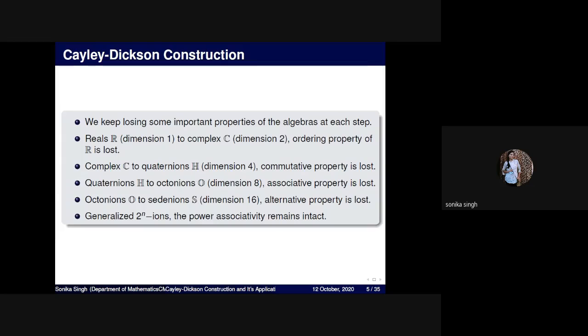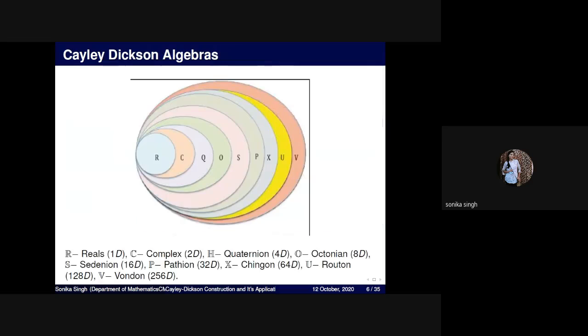More generally, we can say that the Cayley-Dickson construction takes any algebra with involution to another algebra with involution of twice the dimension of the previous one. We can see here the Cayley-Dickson algebras, or Cayley-Dickson construction. The first step is over real numbers. Real numbers have ordering properties. Then we go from R to C, and we lose the ordering property. Then we go from C to Q, quaternions or Hamiltonians.